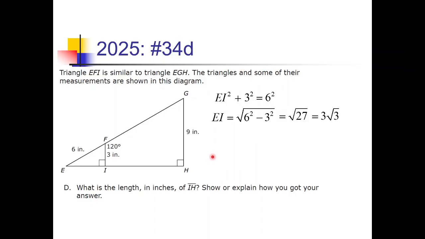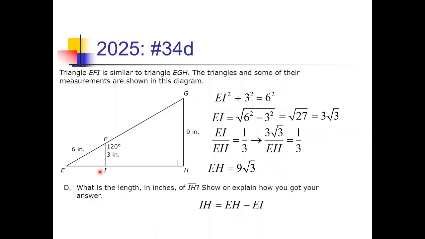Setting up my ratio, I know that the ratio of EI over EH should be 1/3. Again, that's my scale factor that I found in part B. And EI we just found was 3 radical 3. So if I cross multiply here to solve for this EH side, I get EH equals 3 times 3 radical 3, so 9 radical 3. All right, so again, to find IH, I'm going to do EH minus EI. So that's going to be 9 radical 3 minus 3 radical 3, which conveniently gives me 6 radical 3, and that'll be in inches.